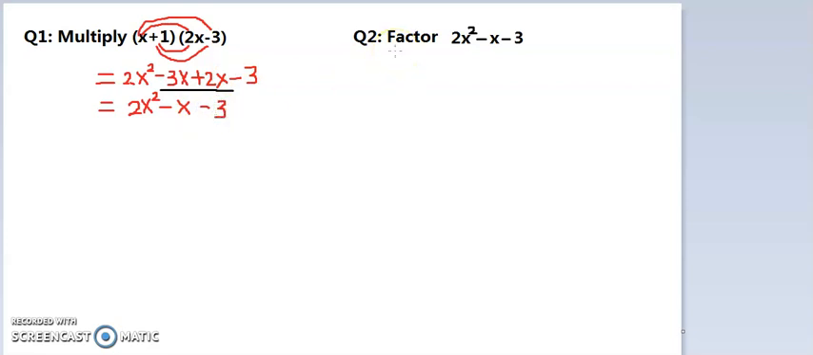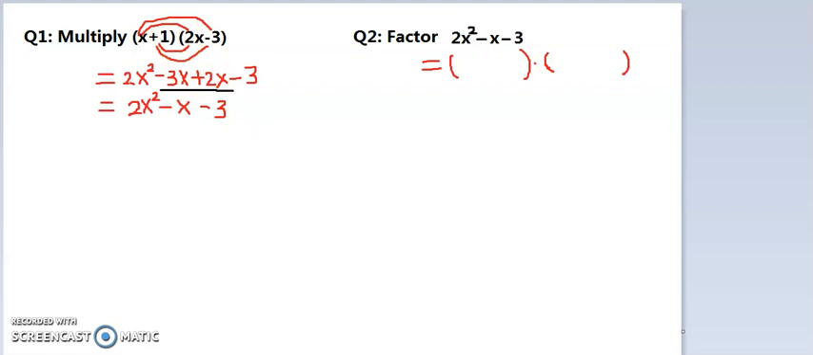But notice today we're doing the opposite type of question, factoring. So we have to reverse everything back. Given 2x squared minus x minus 3, how are we going to find what times what is equal to that? So it's much more difficult. There are many ways to do this type of question. The way I'm going to do is like reversing multiplication.